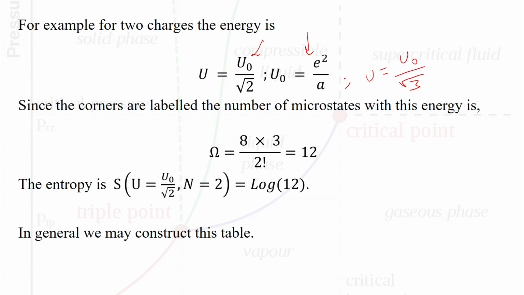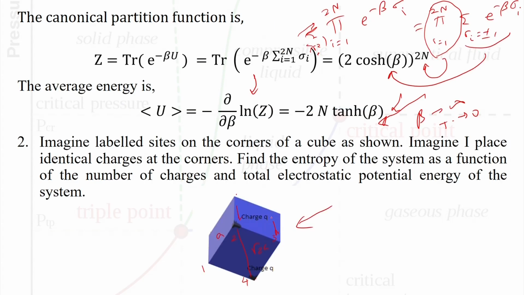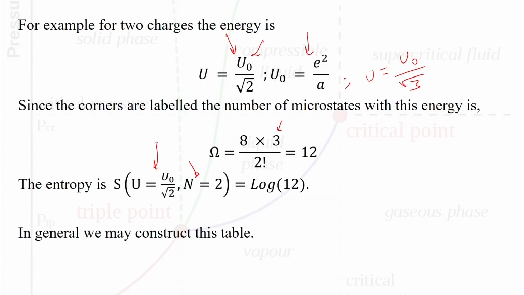The number of microstates with this energy, if there are 2 charges, is 12. There are 12 ways you can select pairs of corners along the edges. You can figure that out yourself; it is easy to convince yourself that there are 12 ways of doing it, and the entropy is just the log of that. So the entropy is log 12 if the energy is U naught and n equals 2 is the number of charges.